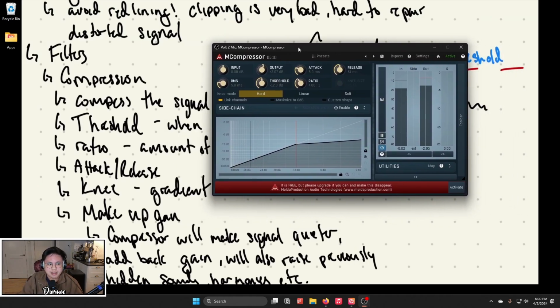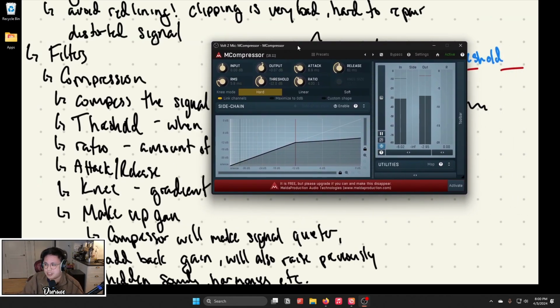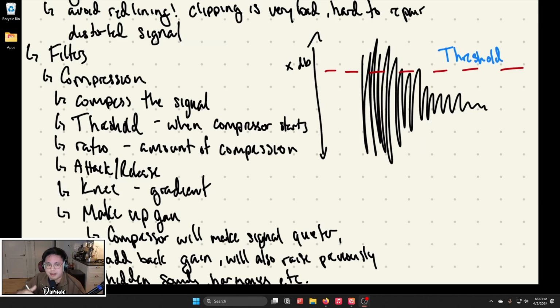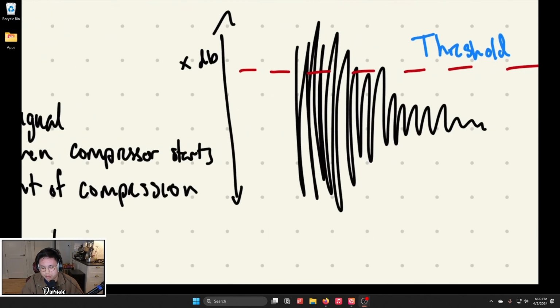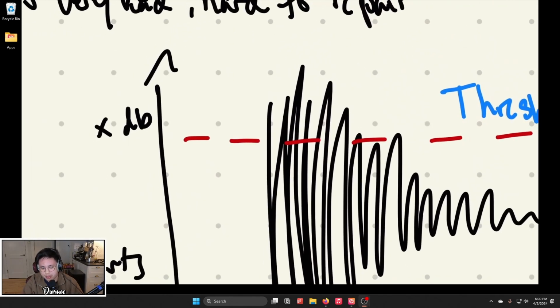But what exactly does the compressor do, though? What happens after it hits the threshold? The ratio is actually what the compressor does. It's the amount of compression that's applied to the waveform once it hits the threshold. So we're looking at the area above this waveform, right? Let's say that this top is at 12.